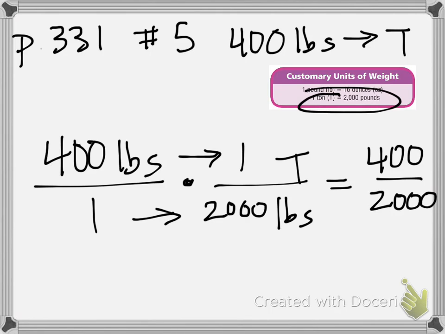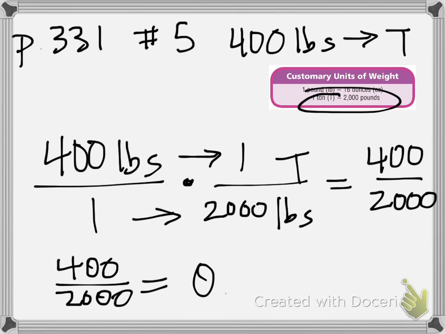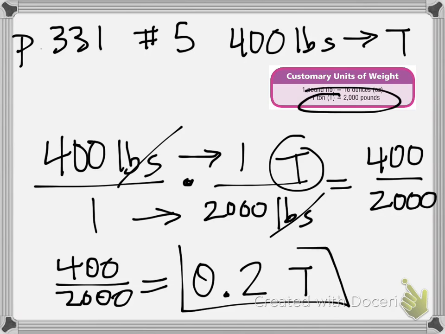400 divided by 2,000, and if you want to use a calculator, that's fine. That's going to equal 0.2, and that's going to be tons. So if you notice, the pounds cancel out, we're just left with tons. So this answer here, 0.2 tons, is going to be our final answer. So why don't you try number 8 on your own.